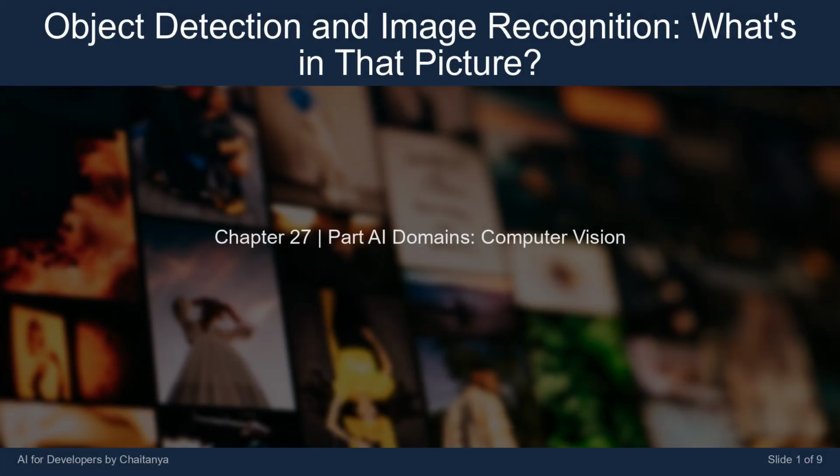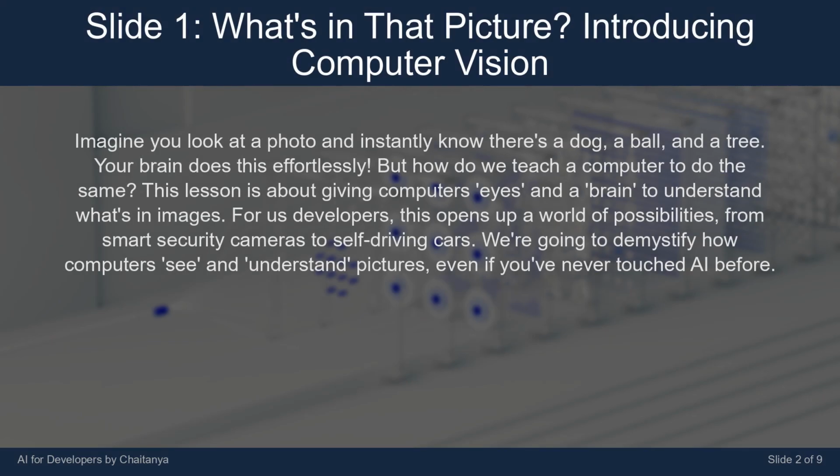I'm Chaitanya talking bot. Today's lesson is titled Object Detection and Image Recognition. What's in that picture? Imagine you look at a photo and instantly know there's a dog, a ball, and a tree. Your brain does this effortlessly. But how do we teach a computer to do the same? This lesson is about giving computers eyes and a brain to understand what's in images.